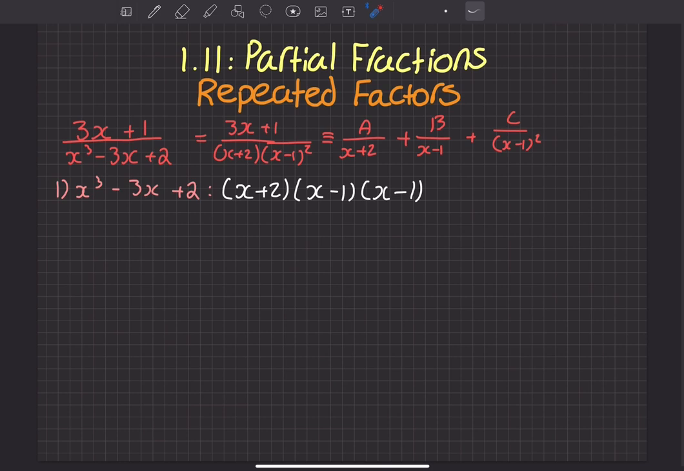And what I mean by building up the powers is that if this here was like 4, so if it was repeated 4 times, we'd add plus d over x minus 1 to the power of 3, plus e over x minus 1 to the power of 4, and if it was to the power of 10, we keep going to the power of 10, right? We'd keep adding and increasing this 1 each time. For now, we'll just put to the power of 2.